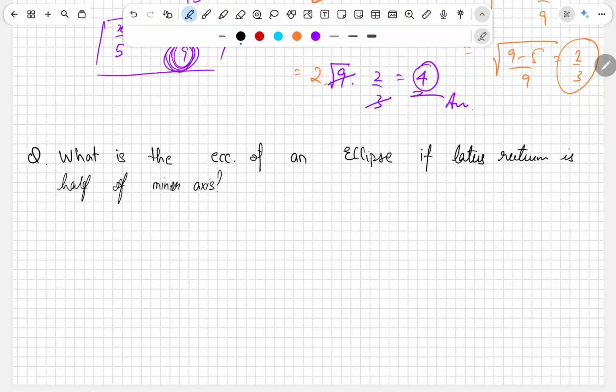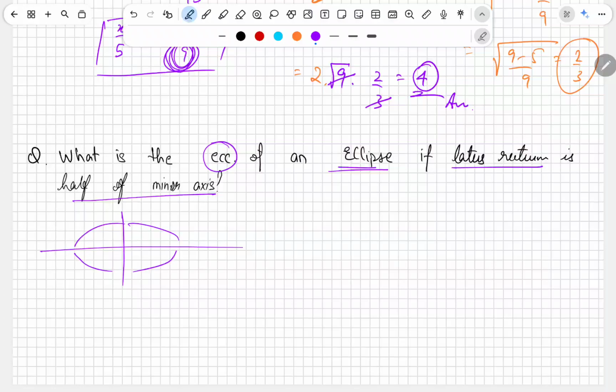Now let's proceed to the next question, which is asking the eccentricity of an ellipse if latus rectum is half of minor axis. So in this case, I'm assuming the ellipse to be horizontal. You can assume it to be vertical. The answer is going to be same. The latus rectum is half of minor axis. So as we can see, latus rectum is 2 into B square upon A is equal to half.